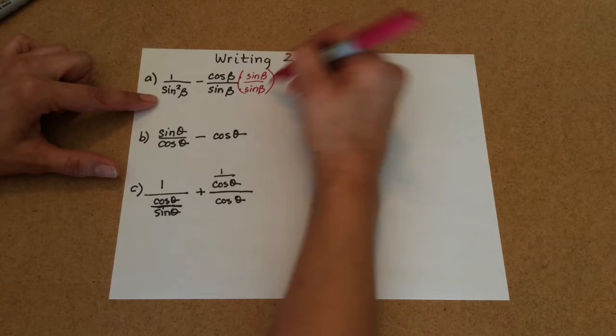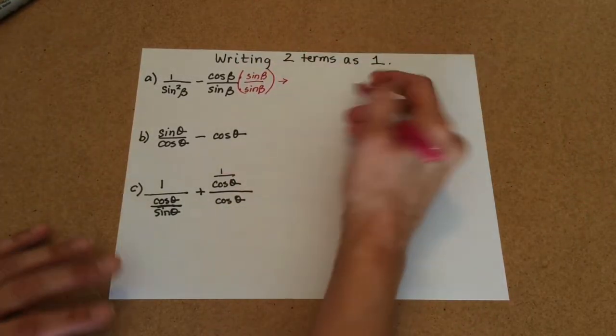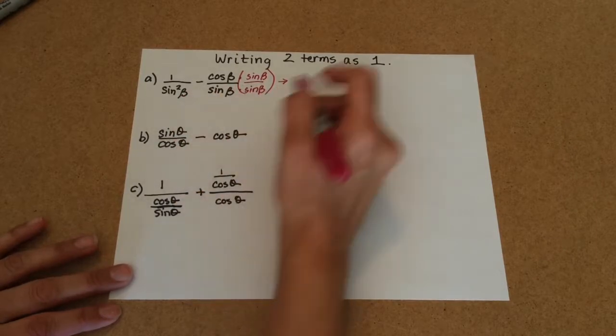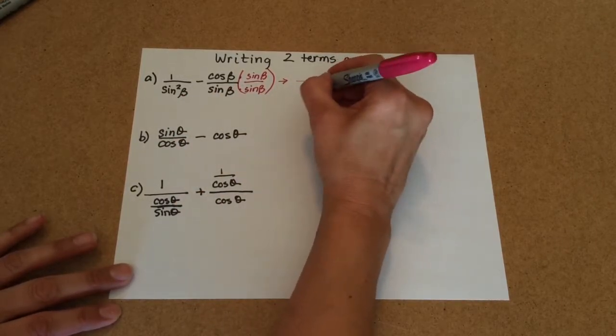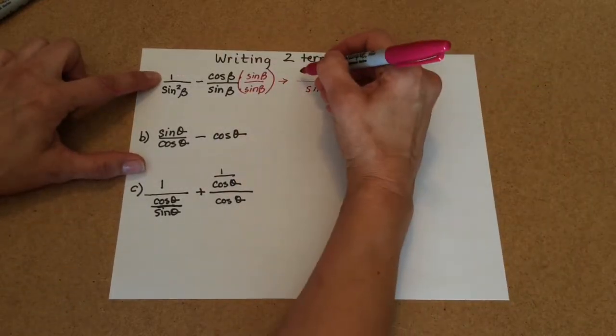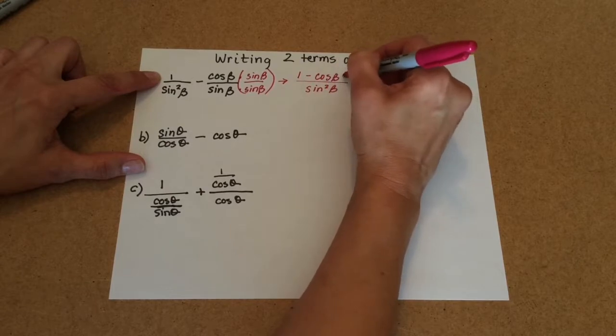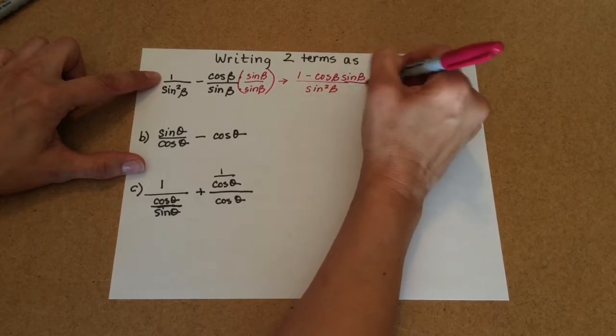Or we could write it like that. I think that'll be my preference. And then we can simplify. Now they have the same denominator. So they have the denominator of sine squared beta. And in your numerator, let's just simplify as we write. Rewrite. That's 1 minus cosine beta sine beta. And there you go.